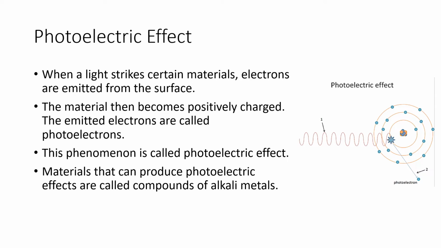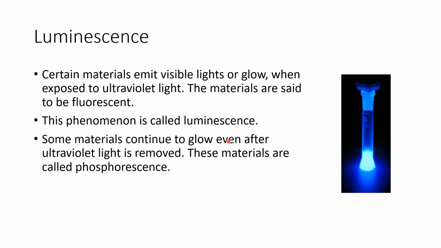Luminescence. Some materials emit visible light, and we say they glow. When exposed to especially UV light, ultraviolet light, the materials are said to be fluorescent. But the entire phenomenon of glowing, or emitting visible light, is called luminescence.